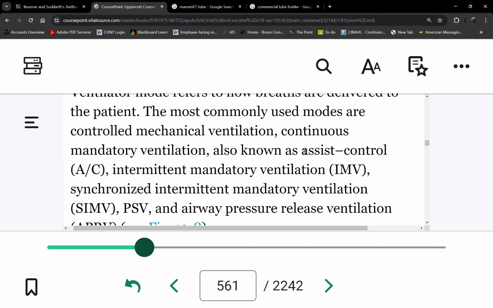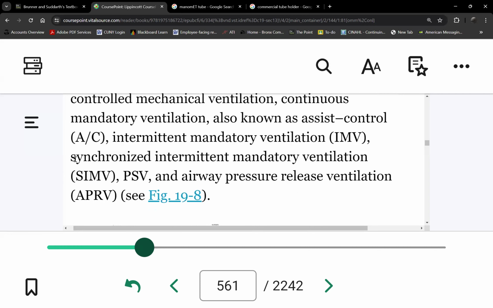So since it's assisting, can the patient breathe? Yes, they can breathe on their own. The names here are AC, or another term, CMV. CMV and AC are the same. CMV is continuous mandatory ventilation, or assist control.